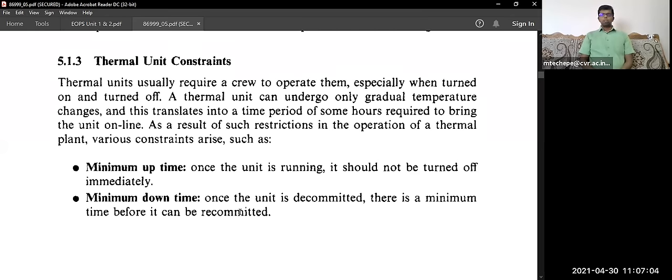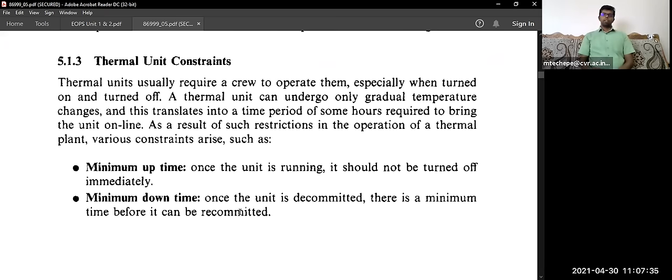So definitely, if you want to generate power at, say, 9 a.m. in the morning, this crew has to work 2 hours before itself. From 7 o'clock, they have to start the process. Then only from 9 o'clock can you generate, say in the particular generating unit, if they are planning to generate 1500 megawatt today.